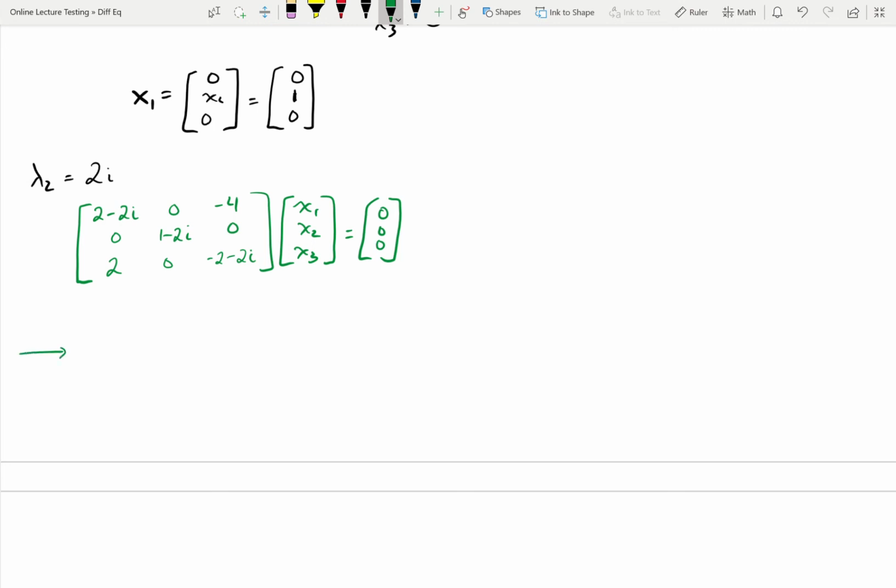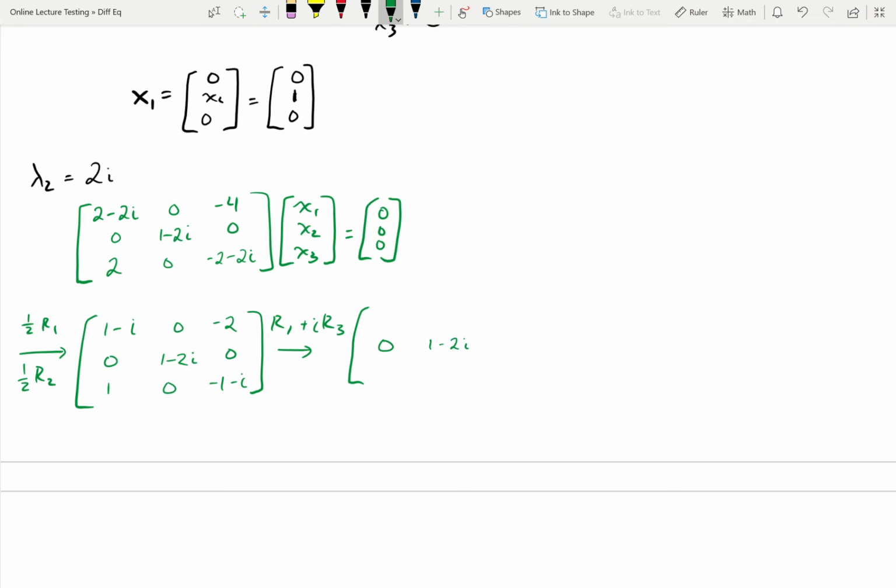So here's a couple of things I am going to do. I'm going to take 1/2 row 1 and 1/2 row 2, leaving me [1 minus i, 0, negative 2], [0, 1 minus 2i, 0], [1, 0, negative 1 minus i]. Then I'm going to do row 1 plus i row 3. So that leaves me a 1 up in top. That's what I'm trying to do here. And again, I didn't mess with anything on the bottom 2 rows. So here I'm just going to get a 1, a 0, and in this case, a negative 1, negative i.